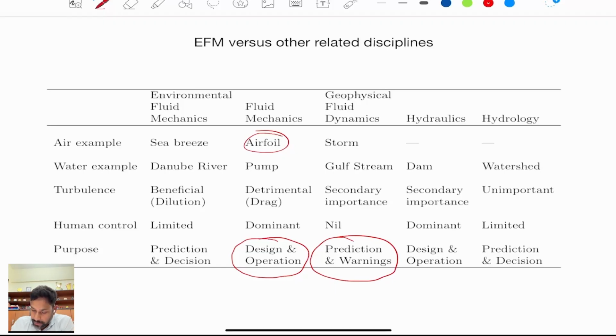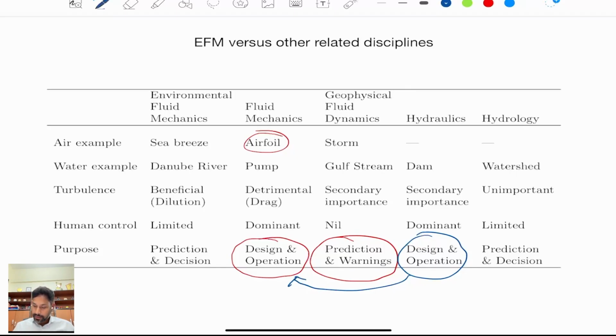Now the third field with which we are comparing EFM is hydraulics. So hydraulics is again related to fluid mechanics, but it is applied more towards open channel flows. For instance, river, canal, dam, etc. And here again, similar to fluid mechanics, it is design and operation. So when we talk about hydraulics, we try to design a dam for a given discharge through a river, and we try to design a canal depending on how much discharge we want, how much water supply we want, etc.